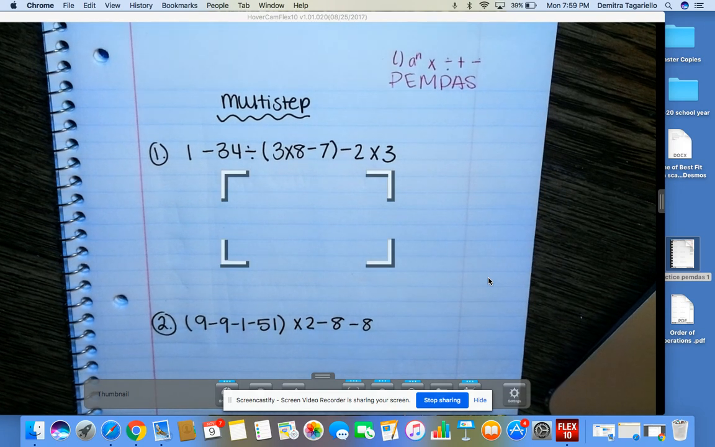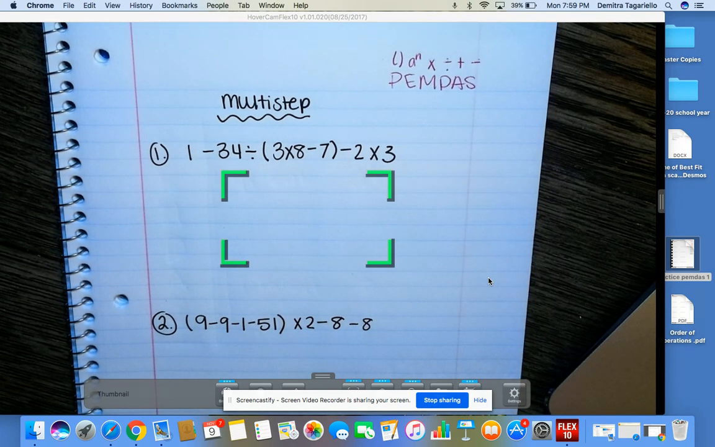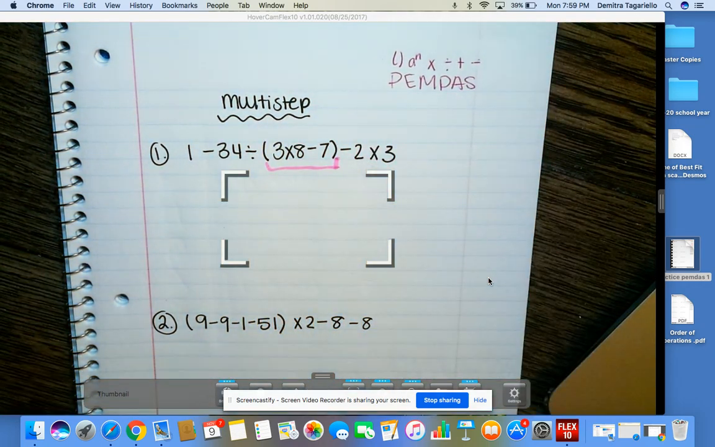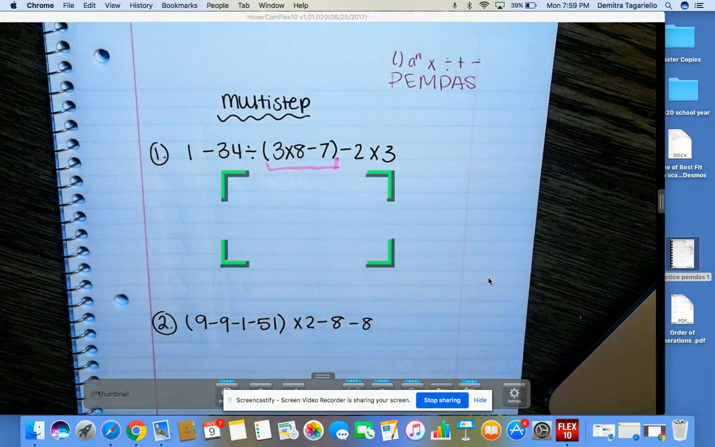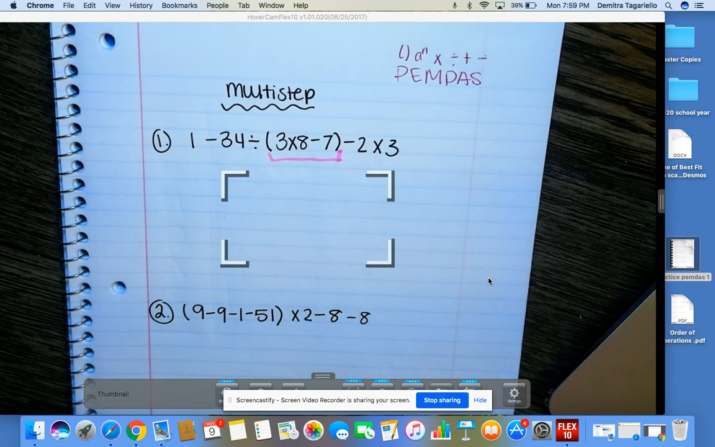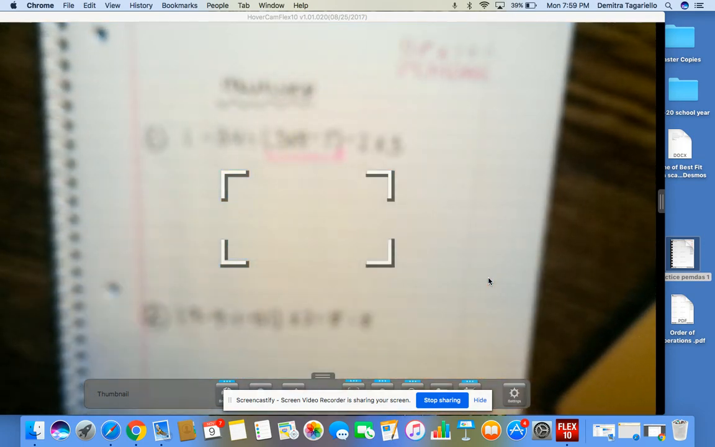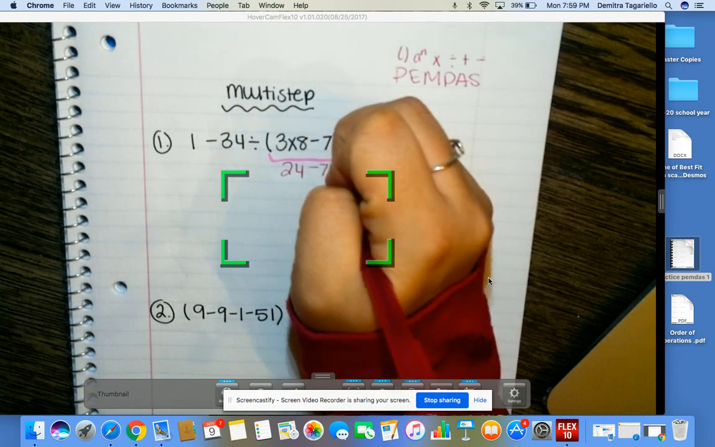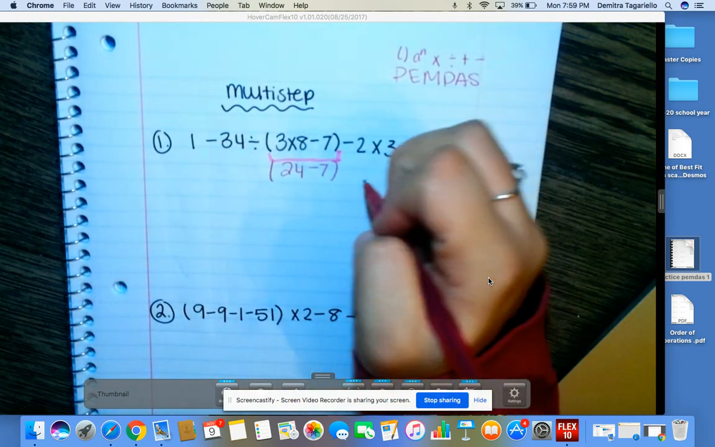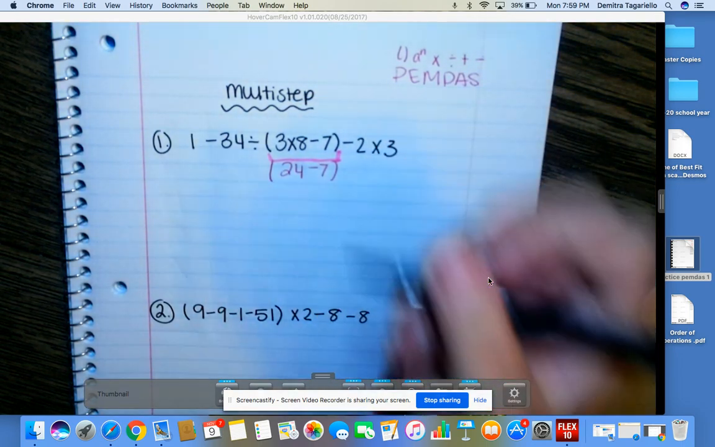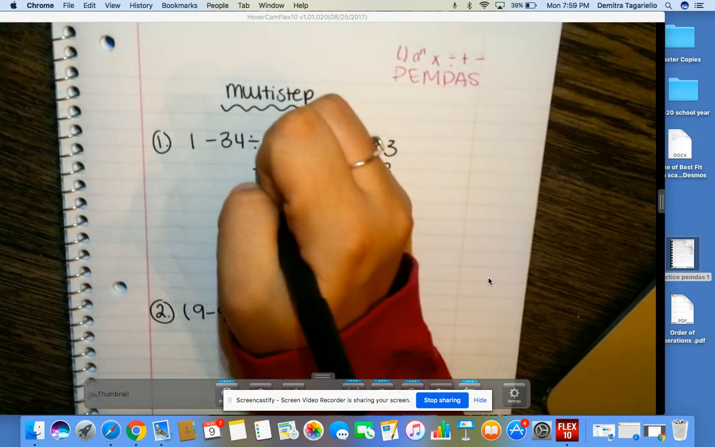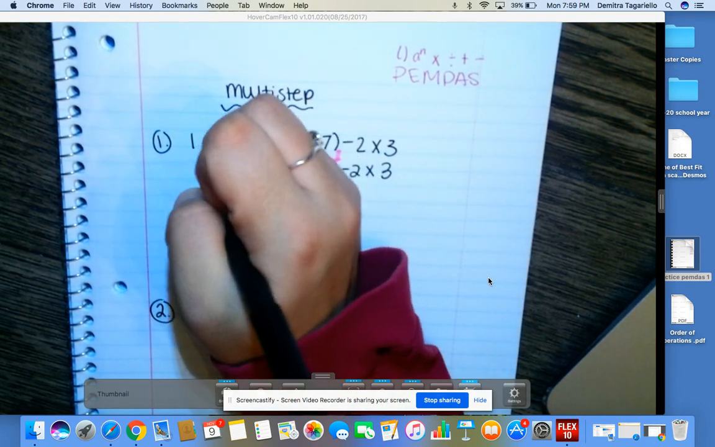So first thing I'm going to do is start with P, parentheses. I'm noticing here I have this for parentheses, and multiplication comes first. So I'm going to do 3 times 8, which is 24, okay? So I have 24, and I'm going to bring down minus 7, keep it in parentheses, and bring everything else down. So I'm going to do minus 2 times 3 divided by negative 34 and minus, okay?